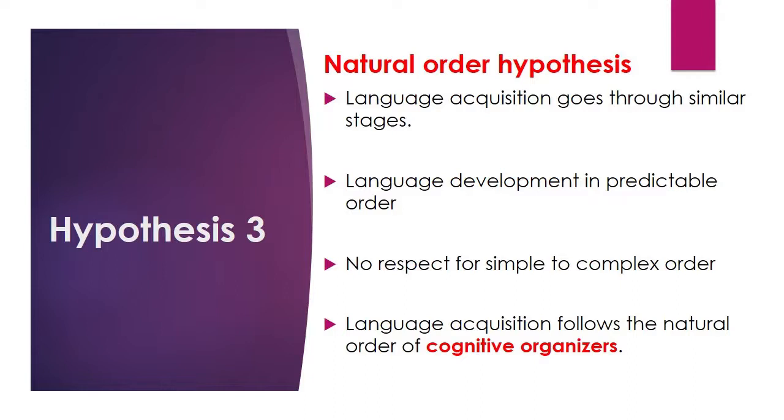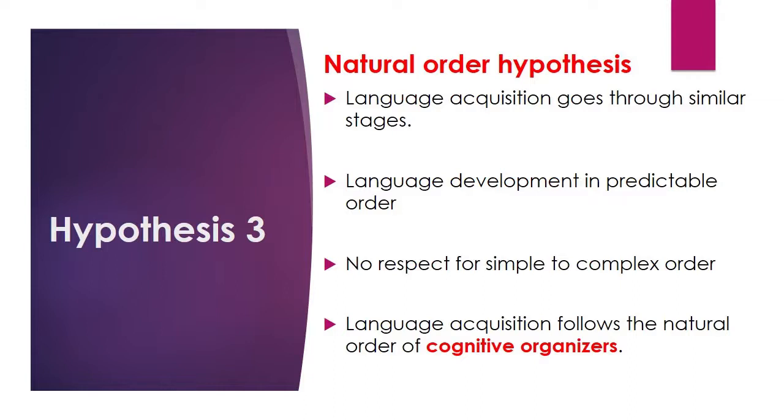The third hypothesis is the natural order hypothesis. The natural order hypothesis is built on the idea that language learners go through similar stages of acquisition. In this regard, language development happens in predictable stages which do not necessarily respect the simple to complex order.